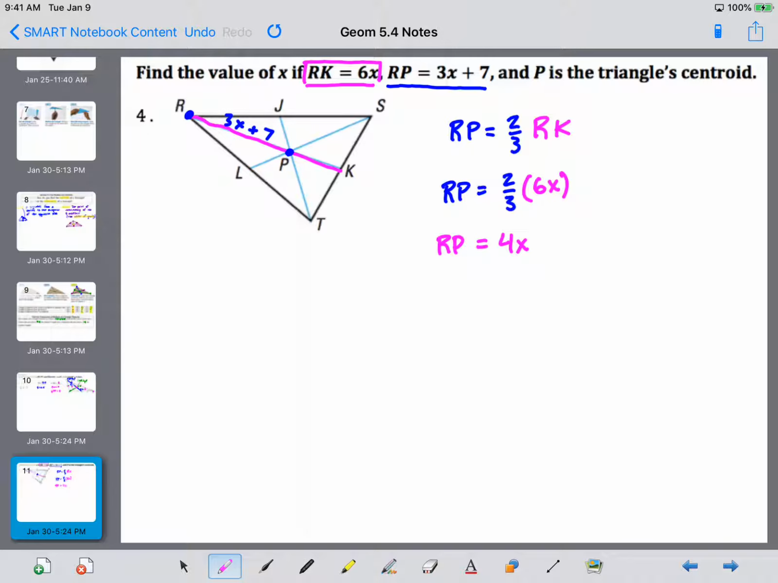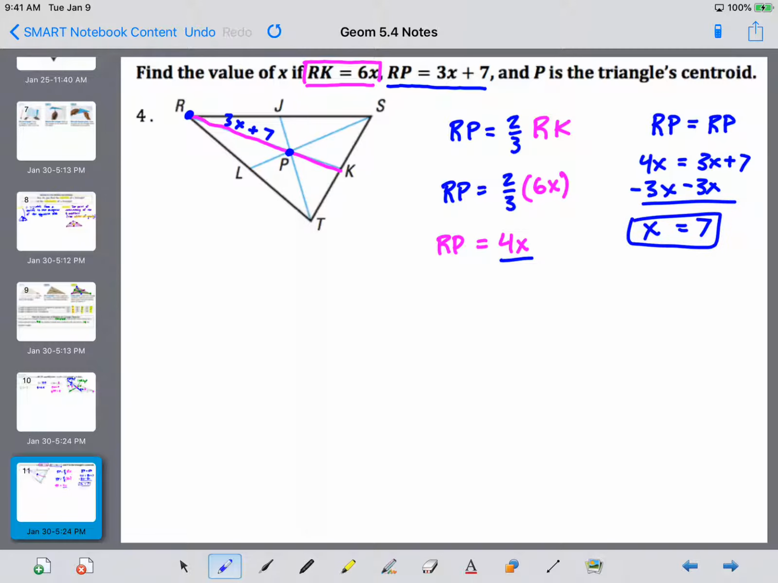is equal to 4x. All right, well, if RP is 4x, and we also know that RP is 3x plus 7, hopefully you agree that RP is equal to RP. Well, we have RP equals 4x, and it equals 3x plus 7. So we're going to say 4x equals 3x plus 7. And if we subtract 3x from both sides, we end up with 1x equals 7. Okay, kind of a tricky one here.